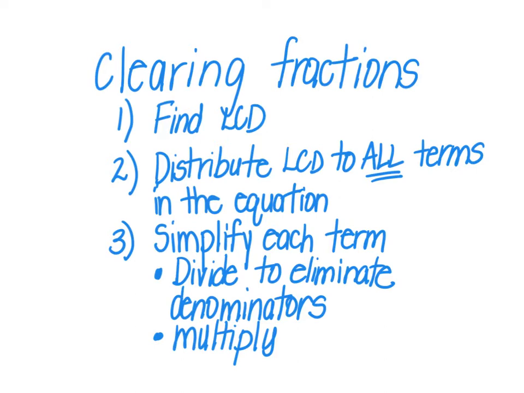After you find the LCD, you want to distribute that LCD to all the terms in the equation. You have to be fair to every single term, even if it doesn't have a fraction. The third step is a little tricky. It's to simplify each term. So when you're simplifying each term, you want to divide first to get rid of that denominator and then multiply. Once you clear the fraction, you can solve the equation as you normally would.